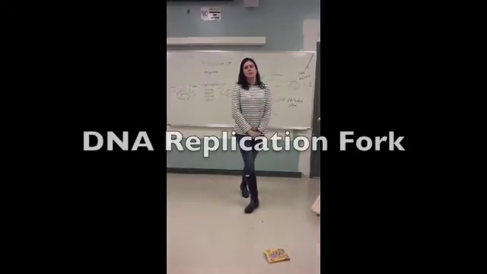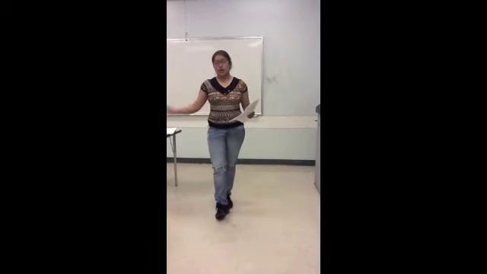Now we're going to talk about the replication fork. Hello guys, today I'm going to talk about DNA replication fork. So let me tell you about chromosomes first. Bacterial chromosomes have a single point of origin, and eukaryotic chromosomes have multiple points of origin, and the replication forks occur within the point of origin. So let me tell you about replication forks now.